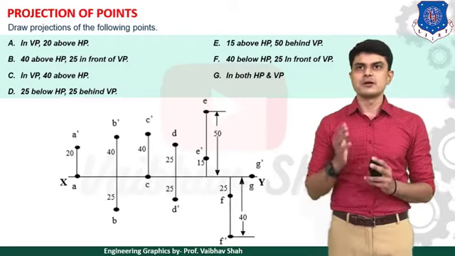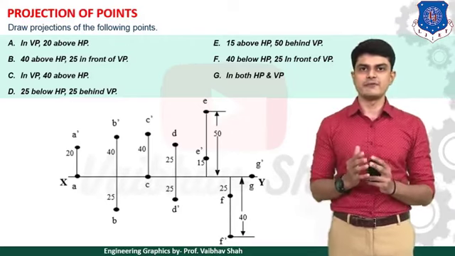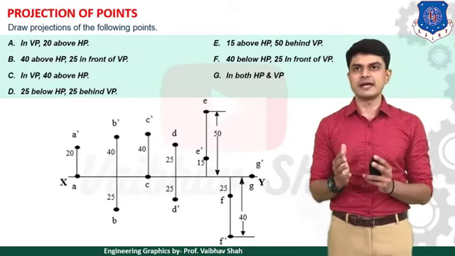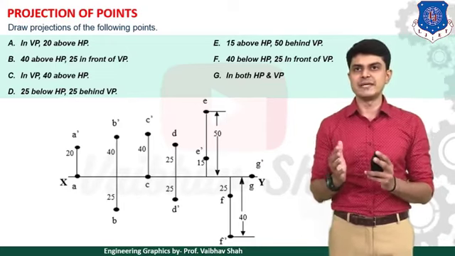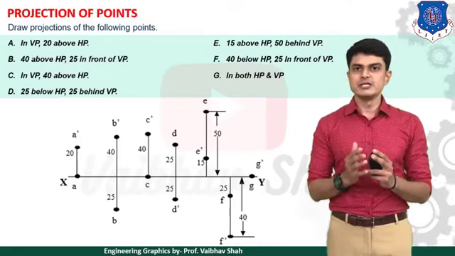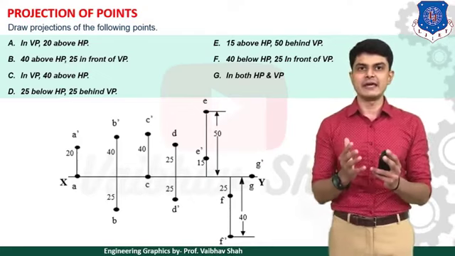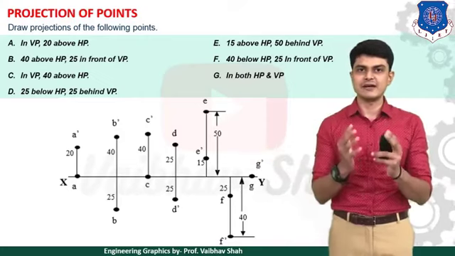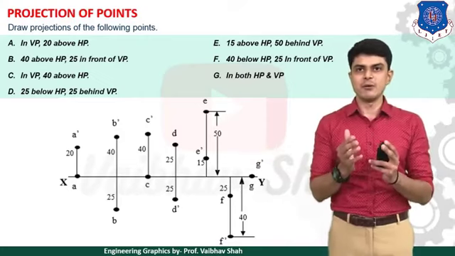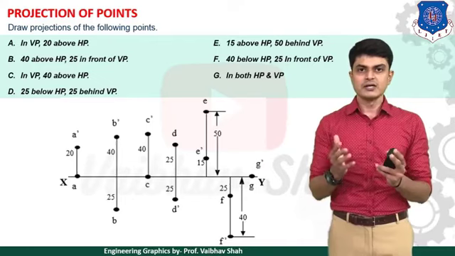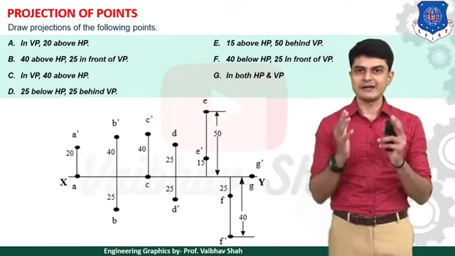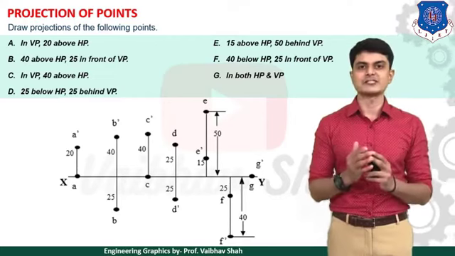So this is the example. Draw the projections of the following points, and we have points A to G. Let us start with the first, point A. Point A is in VP and 20 mm above HP. In VP means point A would be on the XY line itself. So here you can see point A is on the XY line itself. The point is 20 mm above HP, so point A dash would be 20 mm above the XY line, as you can see.